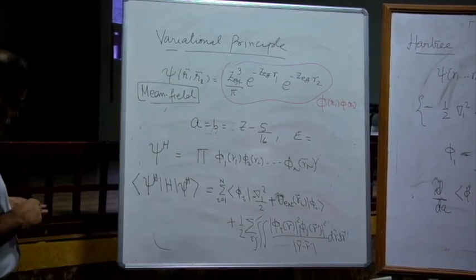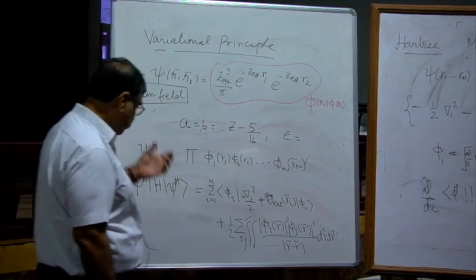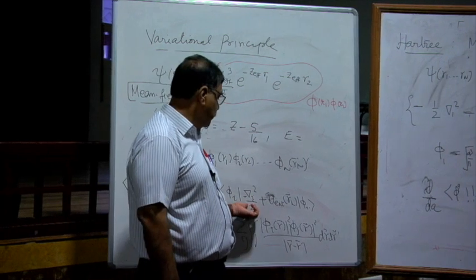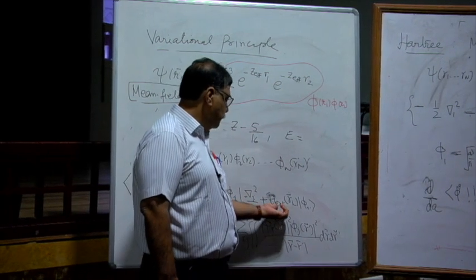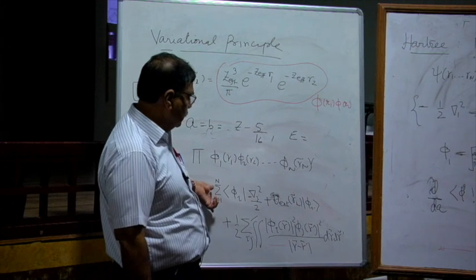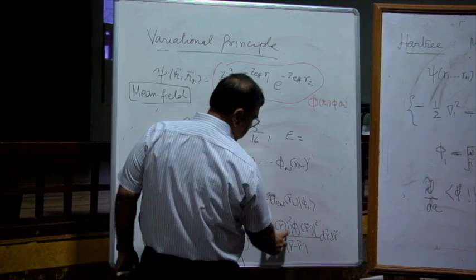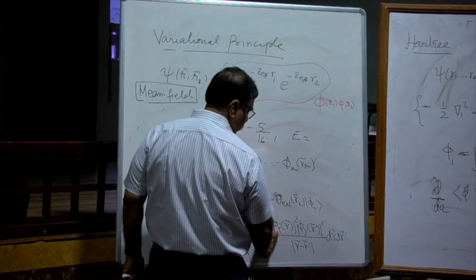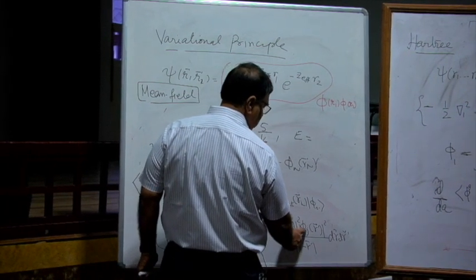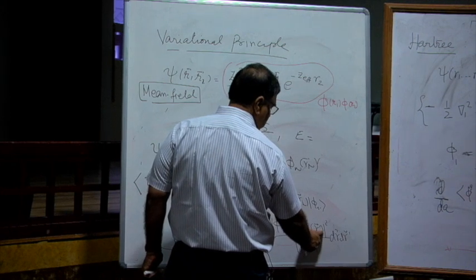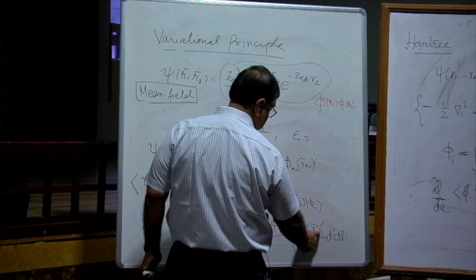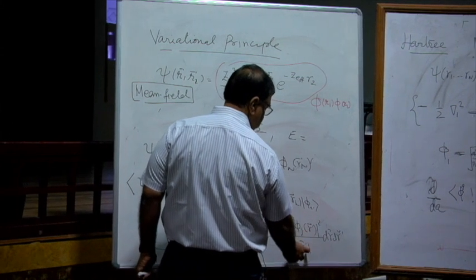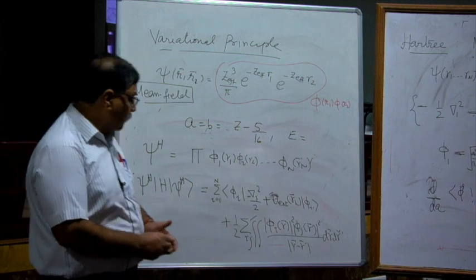Let us look at each term. This term is nothing but the single-particle kinetic energy and external energy for each particle, and I sum over all the particles. This phi i of r square is the density of the ith electron at r. Phi j of r prime square is the electron density of the jth electron at r prime. And I'm calculating the interaction energy, and I'm avoiding i equals j.